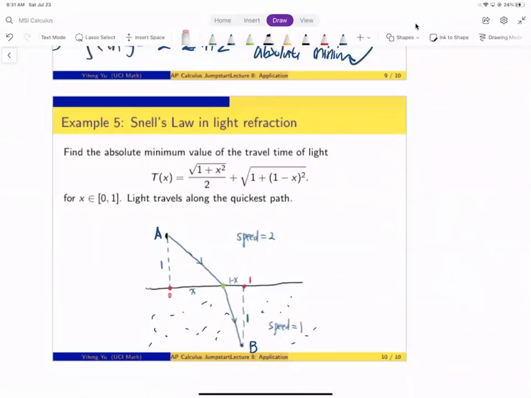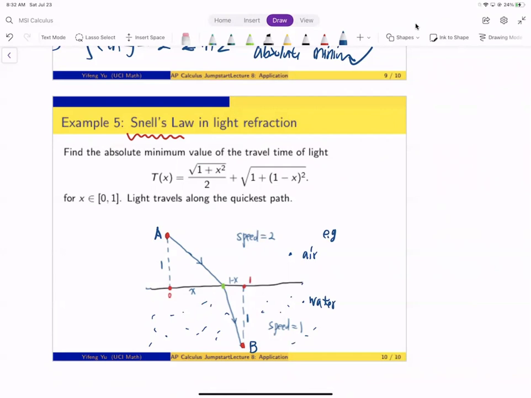Finally, we'll see an interesting application in physics. We are going to use this algorithm to establish the famous Snell's law in light refraction. Here's the setup. We have a light that starts from point A and goes to point B. It first travels in different media. Say it travels in air, for example, just as an example, and then it enters water through an interface and arrives at B.